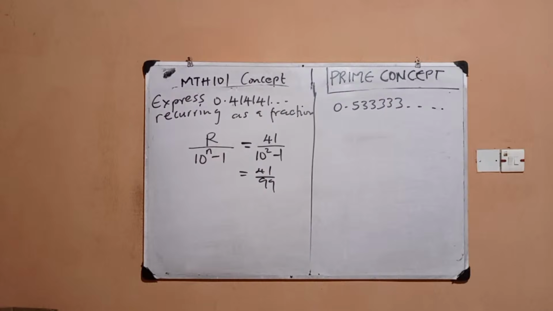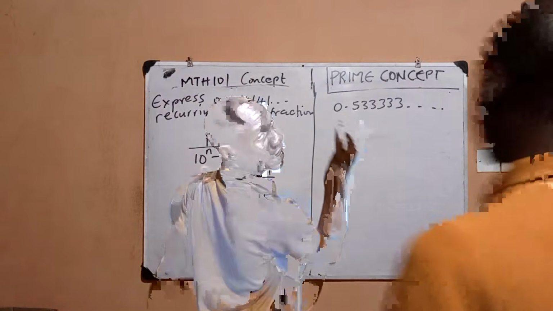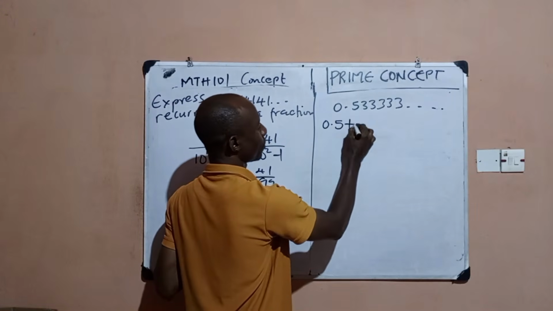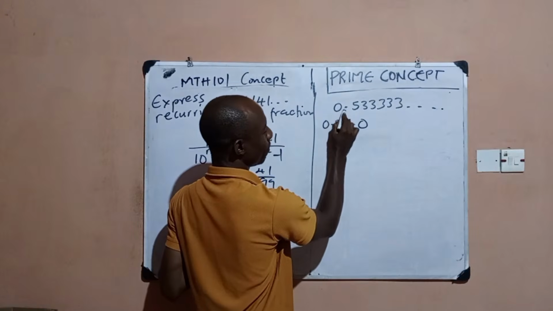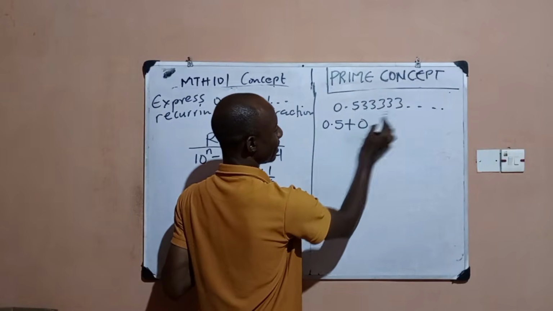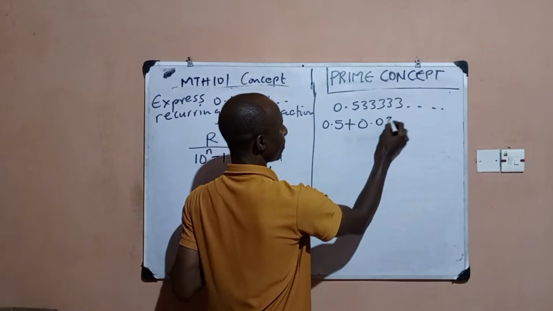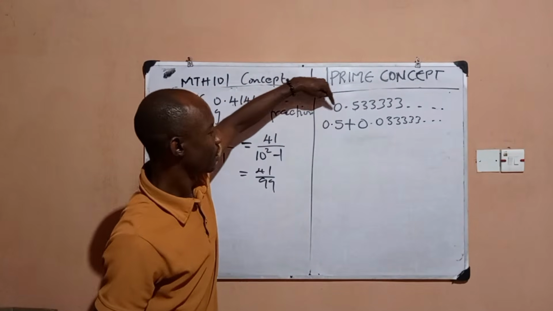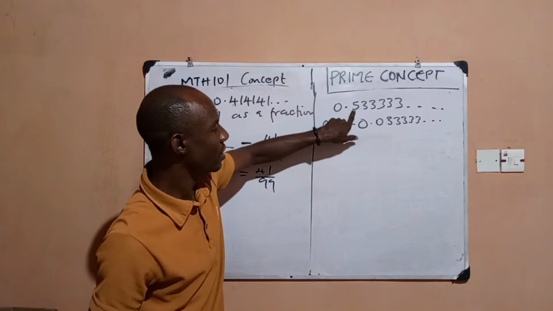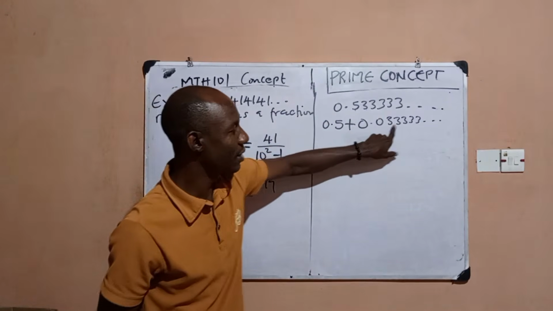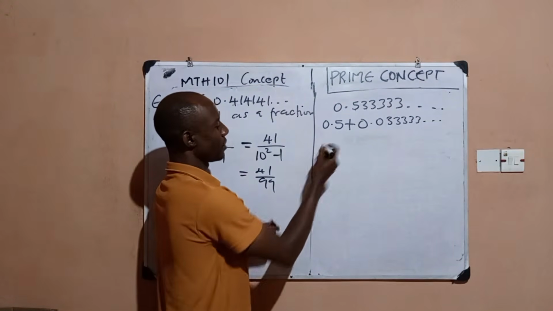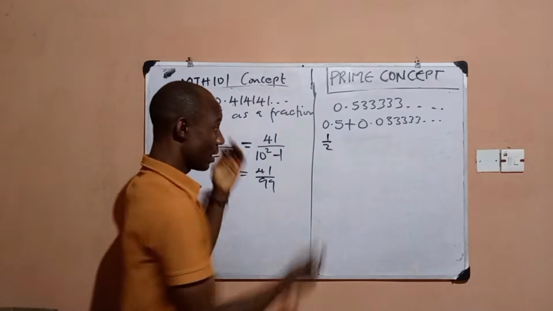All right, so let me solve it. It means you have to bring out that part that is not recurring, which is 0.5. So this is the same thing as 0.5 plus 0.033333 and so on. So I have separated this number into 0.5, then 0.0 followed by 333. Everybody knows how to do this part because 0.5 is just 1/2.